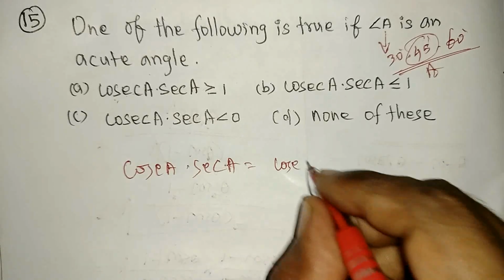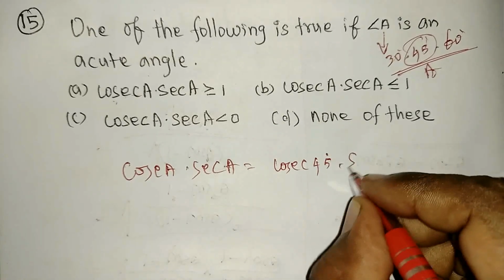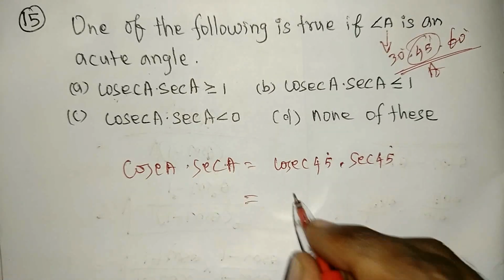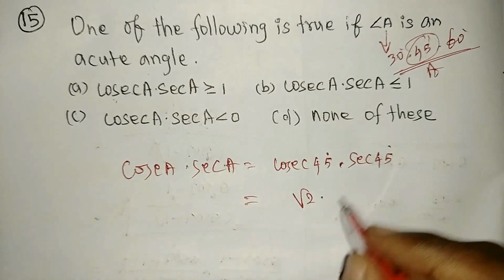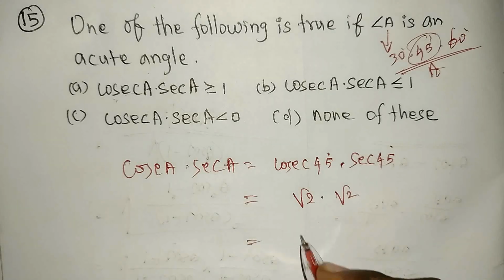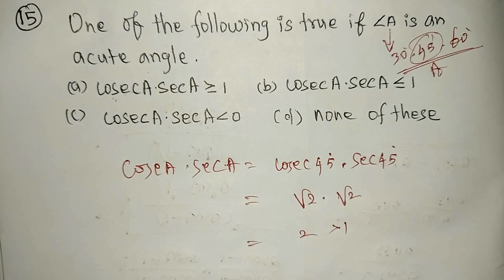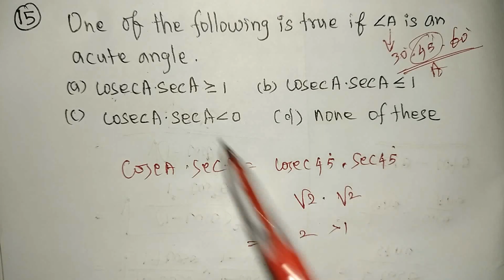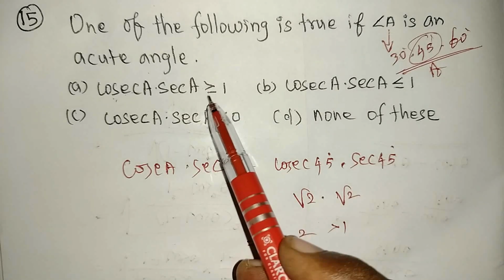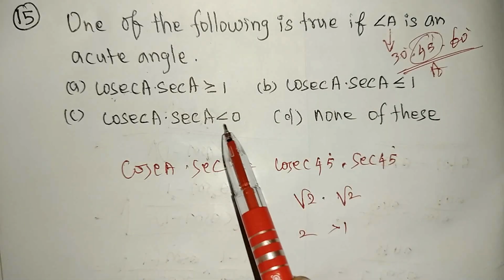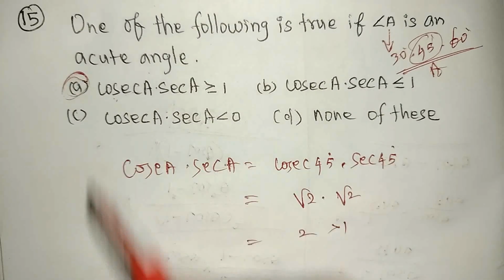Then I'm getting cosecant 45 and secant 45. This is a multiplication, right? Cosecant 45 we know is root 2, multiplied by secant 45, also root 2. Root 2 into root 2 is 2. 2 means this is definitely greater than 1. Okay. If you give some other value, it is possible to get 1, so that's why they have given equal. So this is greater than or equal to 1. This is less than 0, none of this. So definitely option A is our required answer.